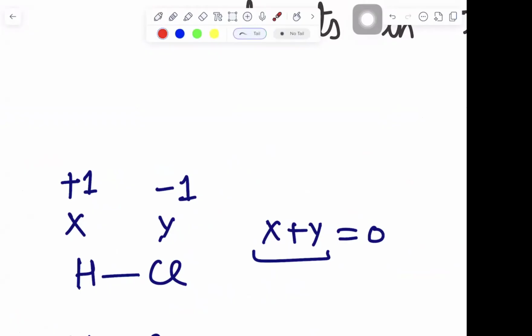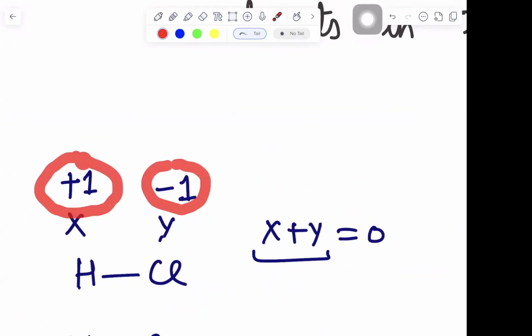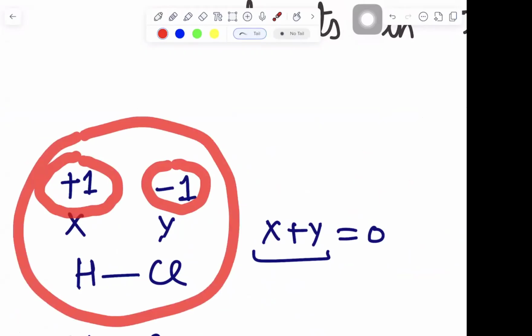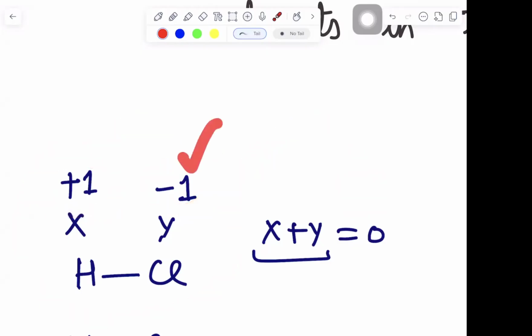I'm giving Cl a number -1. So what number should be given to hydrogen? Considering that it is a neutral thing, and since neutral, then net charge is 0. So summation of oxidation state should be 0. That will be the basic criteria, right? So based on that, what number are you going to assign? If this is -1, this will be +1.